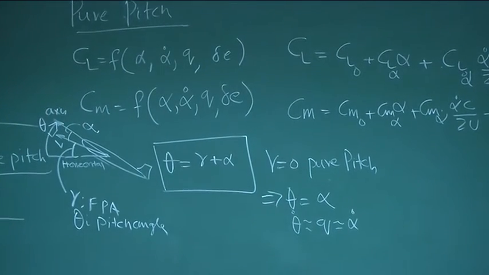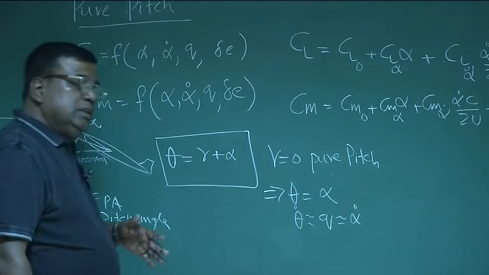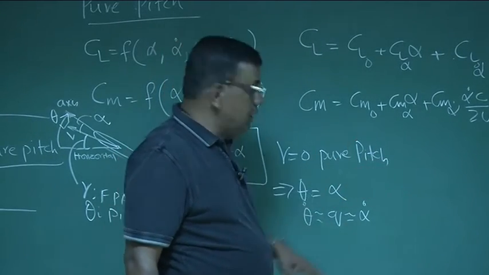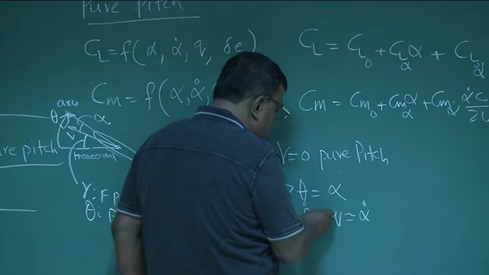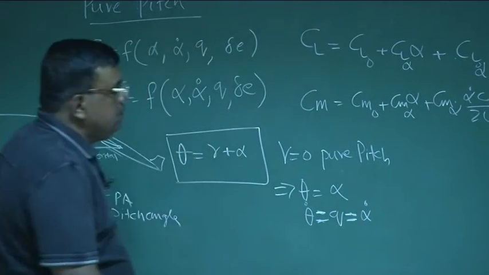And in a tunnel, theta dot is definitely q, because there are no psi or any such motions. There is no bank angle, nothing is there. So I can strictly say in a tunnel, theta dot is truly q and q is truly alpha dot.